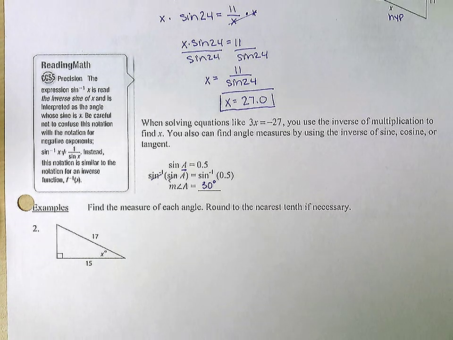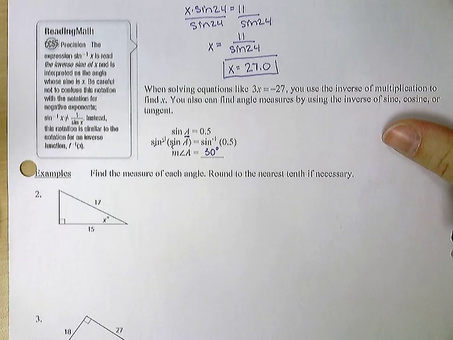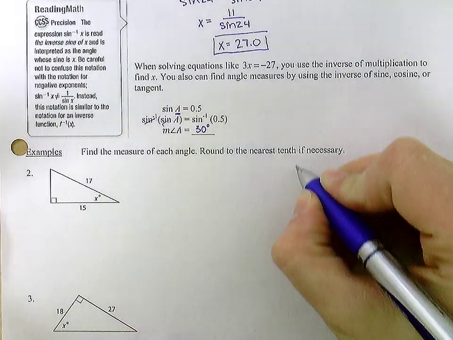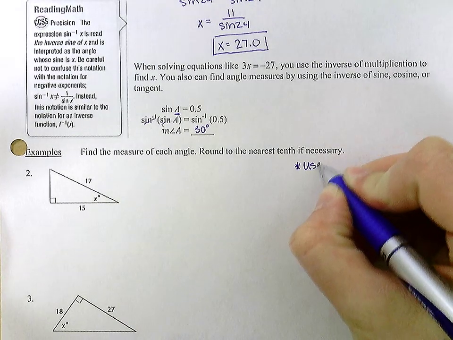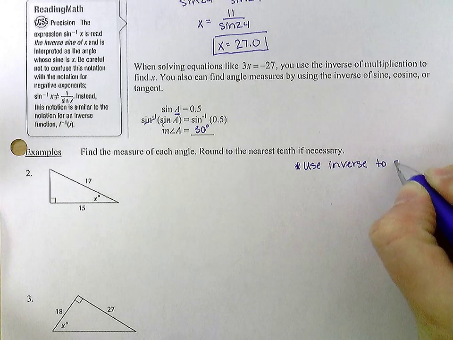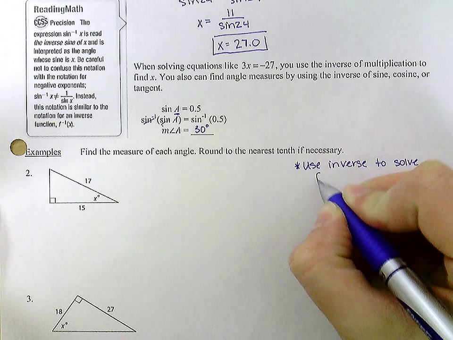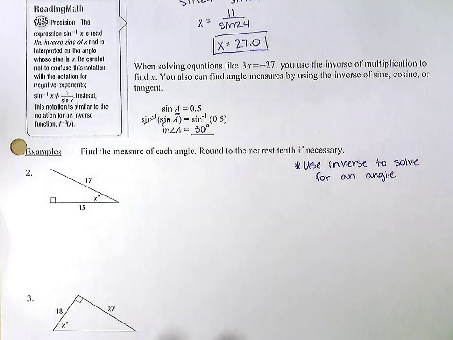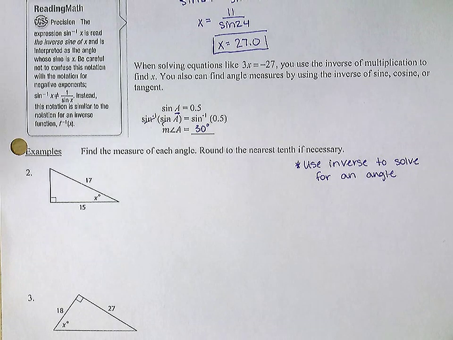So we're going to go through some examples of doing this inverse. So again, we use the inverse when we're solving for an angle. Okay, so I'm going to write that. Use inverse to solve for an angle. That's the only time you use that inverse button. Okay, you don't use it when you're trying to find a side of the right triangle, just the angle.